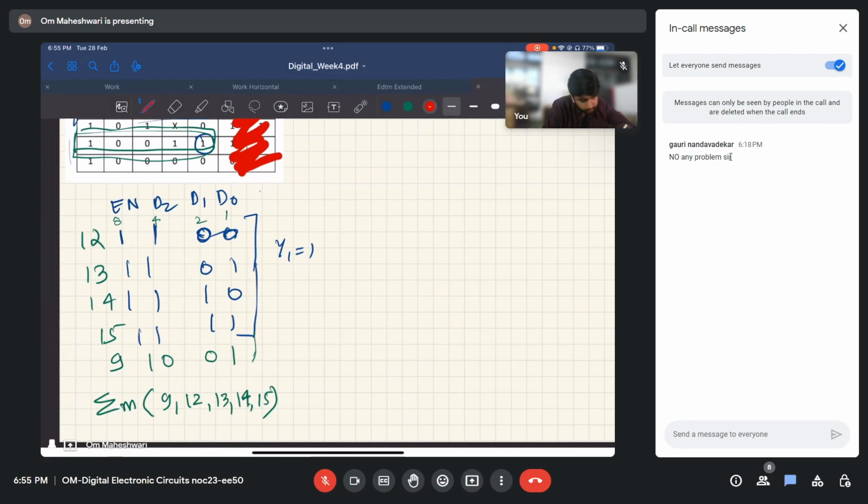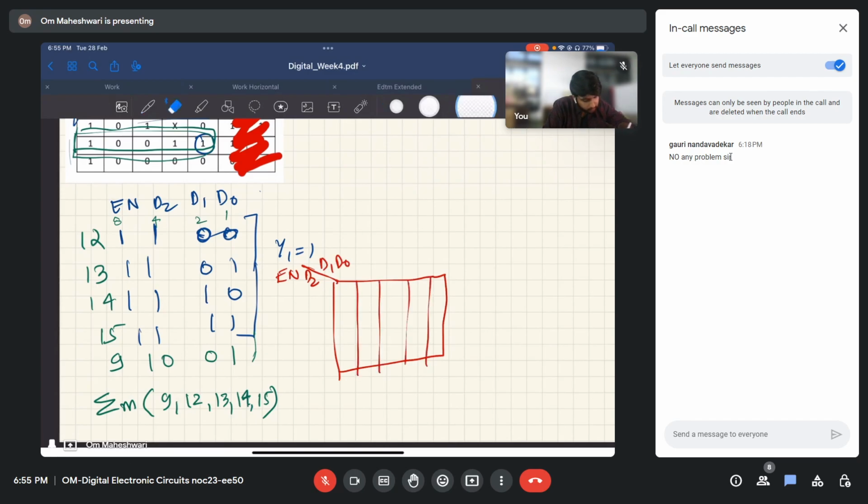So now if we draw a K-map for this, En and D2, let me write here, and D1, D0 here. It will be a 4 variable K-map.